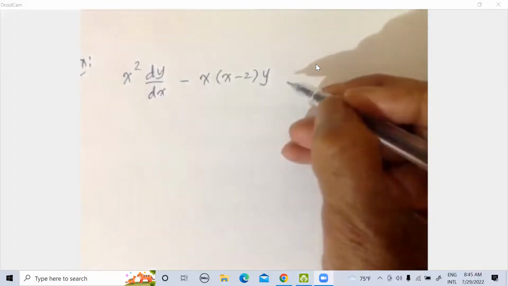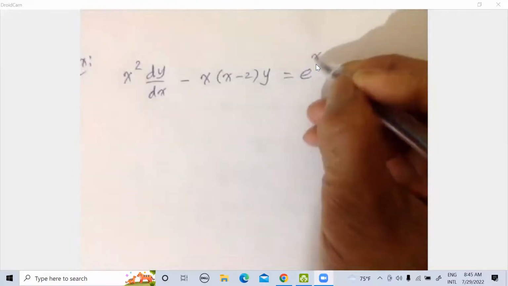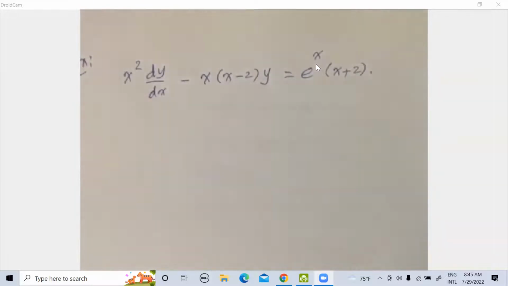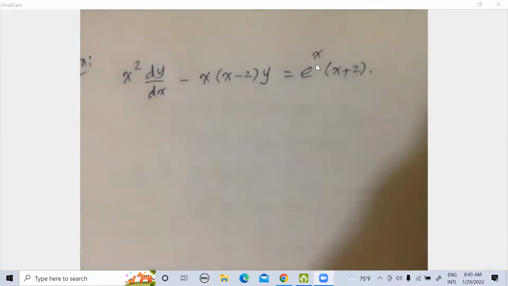Next example: x squared dy over dx minus x times x minus 2y equals e to the x times x plus 2. Make the argument balance.